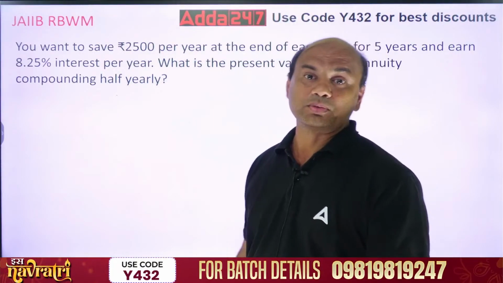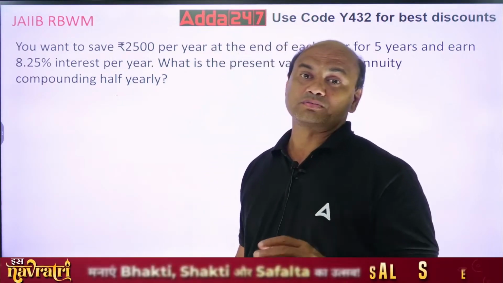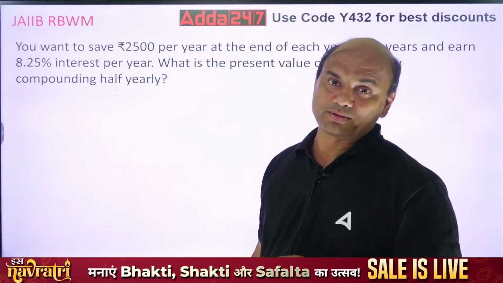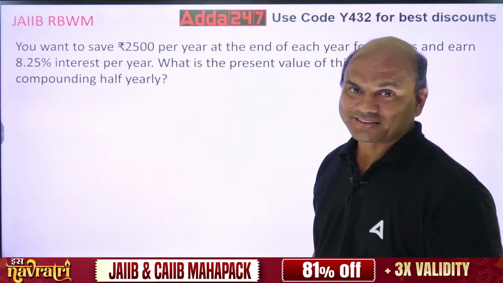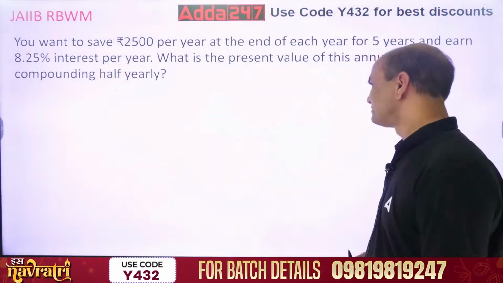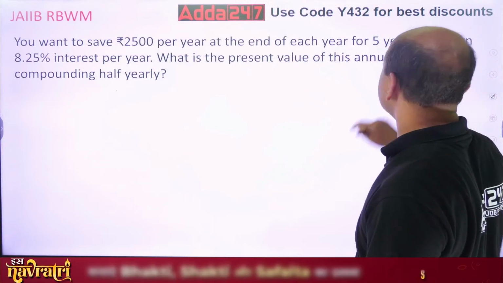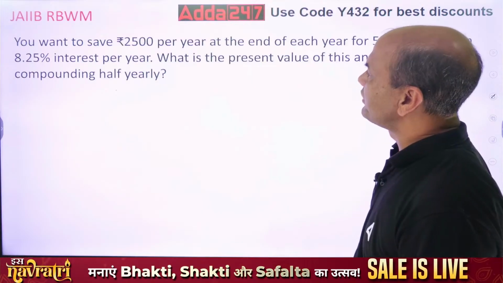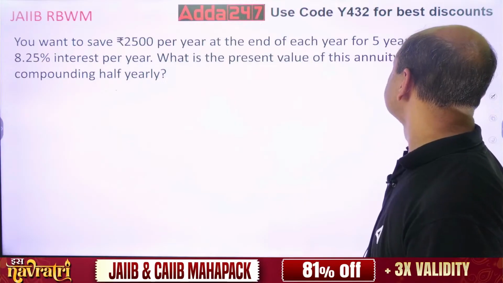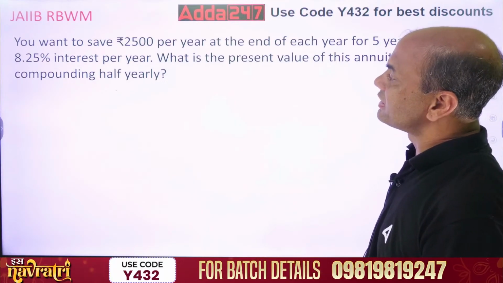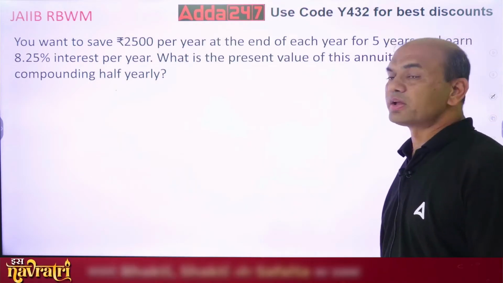Today I'll be covering numericals. Important numericals related to your future value, present value, annuity. Okay? So let's start. You want to save 2500 per year at the end of each year for 5 years and earn 8.25% interest per year. What is the present value of this annuity compounding half yearly?